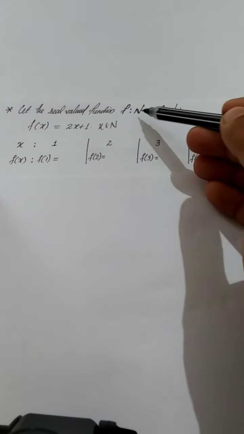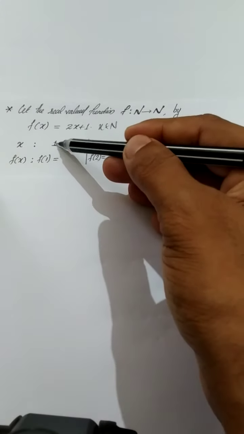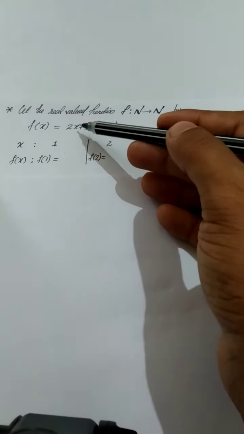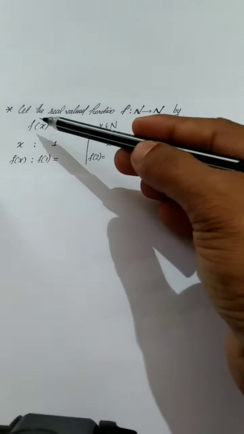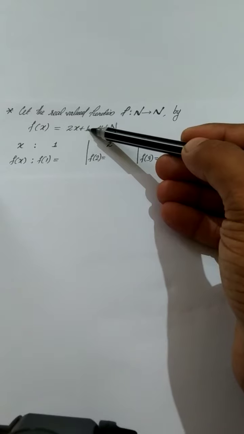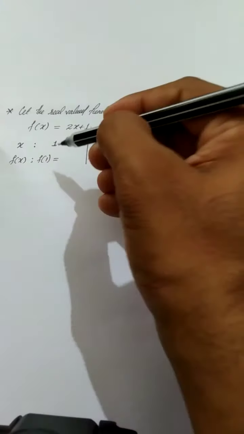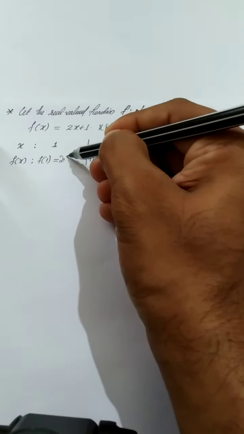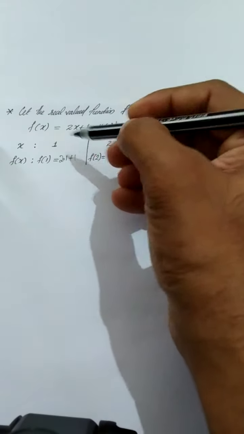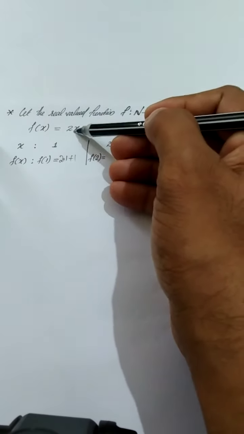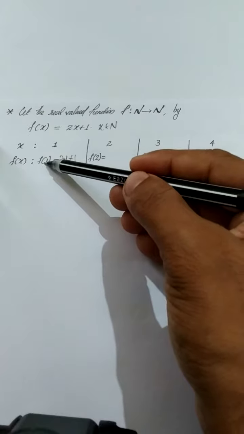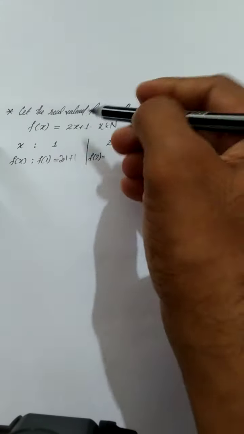So natural number is starting from 1. So what is the value of f(1)? f(x) = 2x + 1. Then f(1) is equal to 2 into 1 plus 1, that means 3.